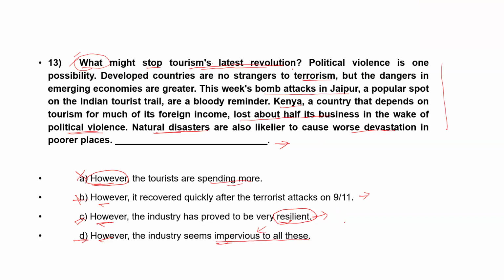Yes, ma'am. So what will be a better answer, C or D? Ma'am, C. C would be better, right? Instead of just saying that industry is not affected, we would rather say that industry has been able to grow in spite of all this because it has overcome these challenges. So being resilient means overcoming challenges, right?